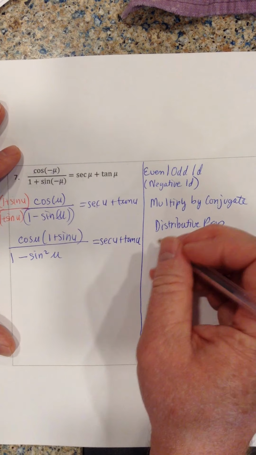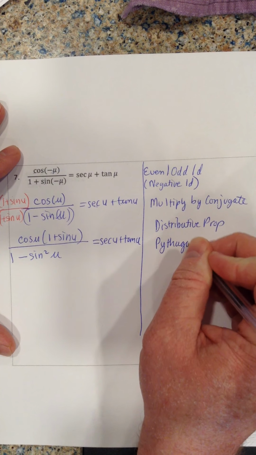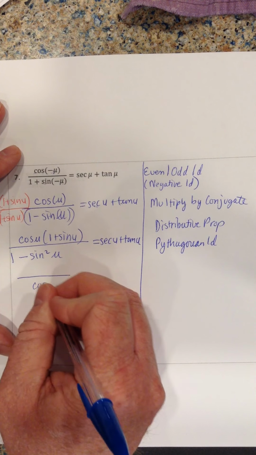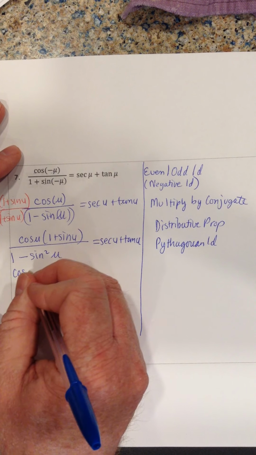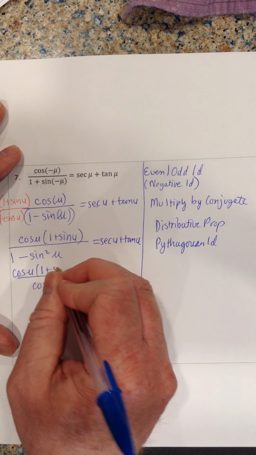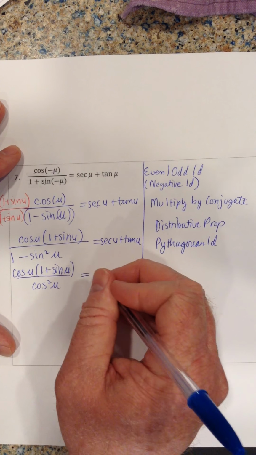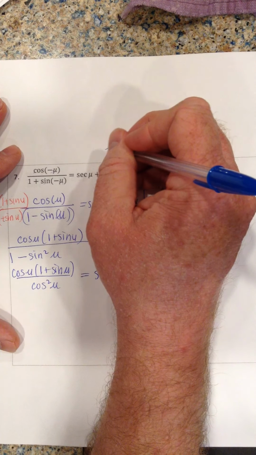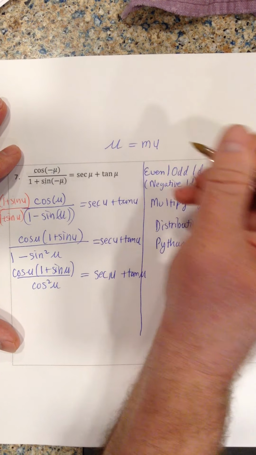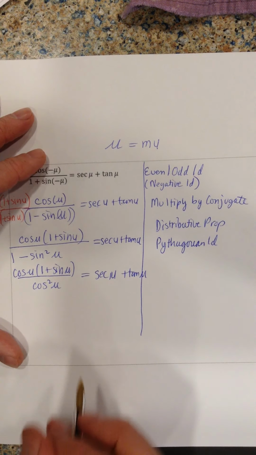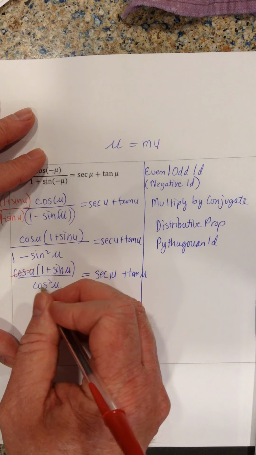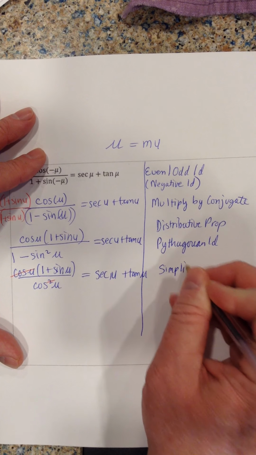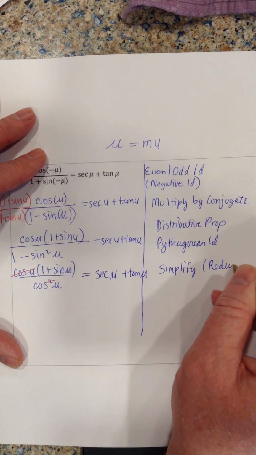Okay, now 1 minus sine squared. You better start recognizing that. That's a Pythagorean identity. So 1 minus sine squared, that's cosine squared there in the denominator. So then I have (1 plus sine of mu) over cosine mu times cosine mu equals secant of mu plus tangent of mu. And that's the Greek letter mu, which is written like that. Alright, so now I see I have cosine squared, so it's cosine times cosine, so I'm going to simplify, or I could say reduce.